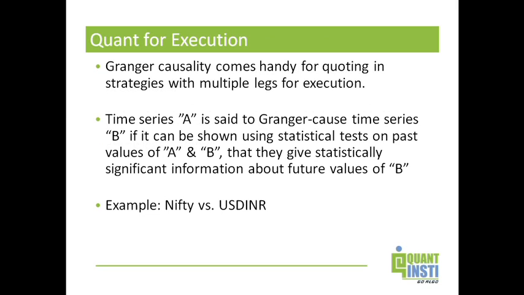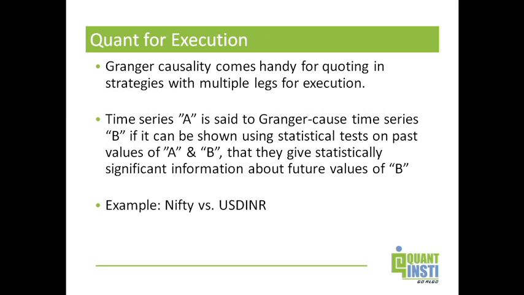All right. So like what we have mentioned in the second point, time series A, say Nifty, is said to Granger cause time series B, that is USD/INR, if it can be shown using statistical tests, like t-test or other tests on past values of A and B, that they give statistically significant information about the future values of B. Right. So it is not necessary that you will always find a causal relationship between the two time series, but if it is there, then you will be able to see that if you run the test.